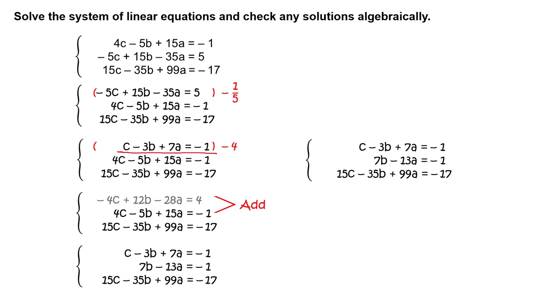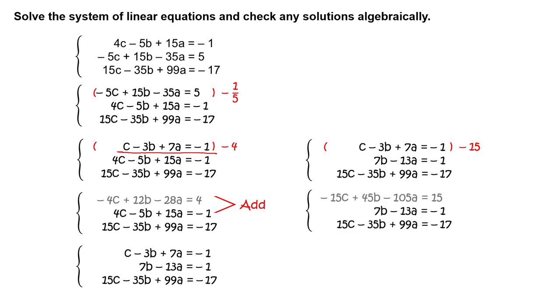Now, eliminate the c term in the third equation. So multiply the first equation by -15, and now the coefficient of the c terms in the first and third equation are equal and opposite. So add the first and third equation and replace the third equation with the sum. The sum of the first and third equation is 10b minus 6a equals -17. Again, return the first equation to c minus 3b plus 7a equals -1.